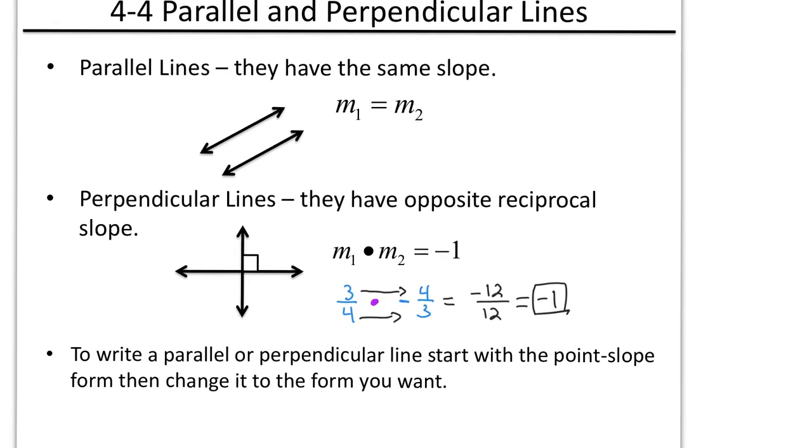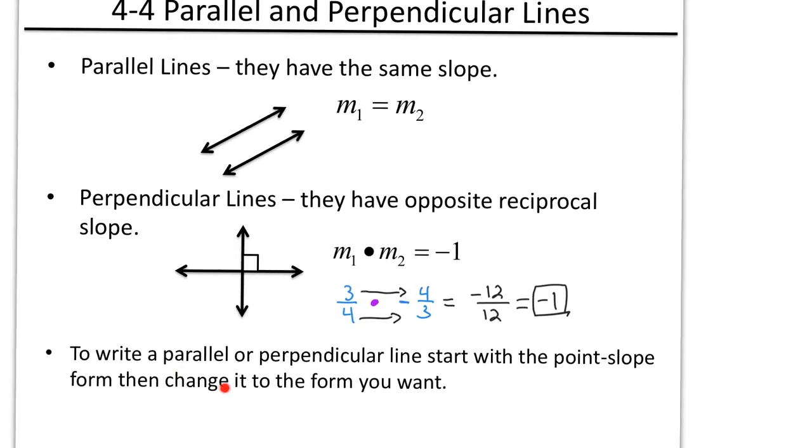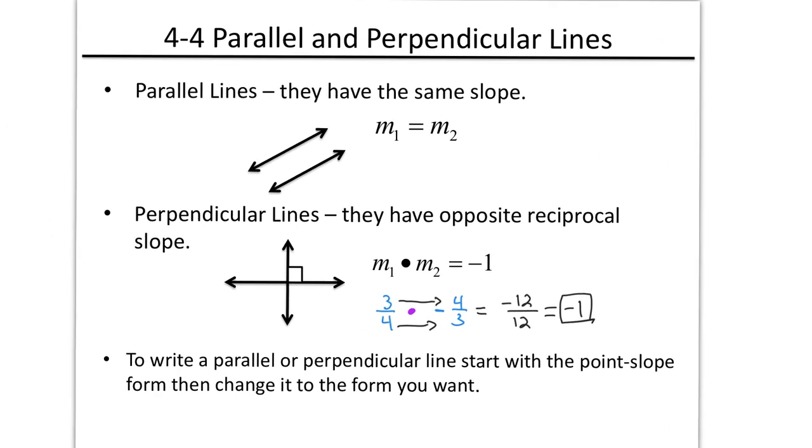All right, reading the 3rd bullet here: to write a parallel or perpendicular line, start with the point slope form, and then if they ask you to write it in a different form, you just change it. From point slope, you can change it to standard form or to slope intercept form. So let's go ahead and do some examples. I'm going to show you how to find parallel lines and perpendicular lines.